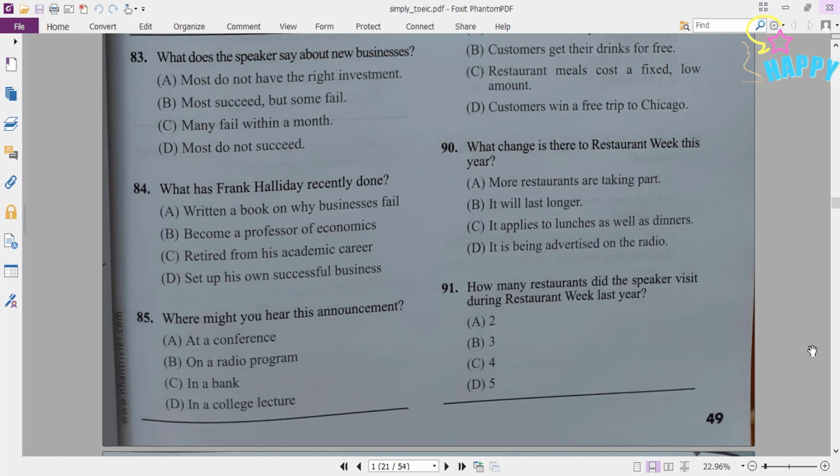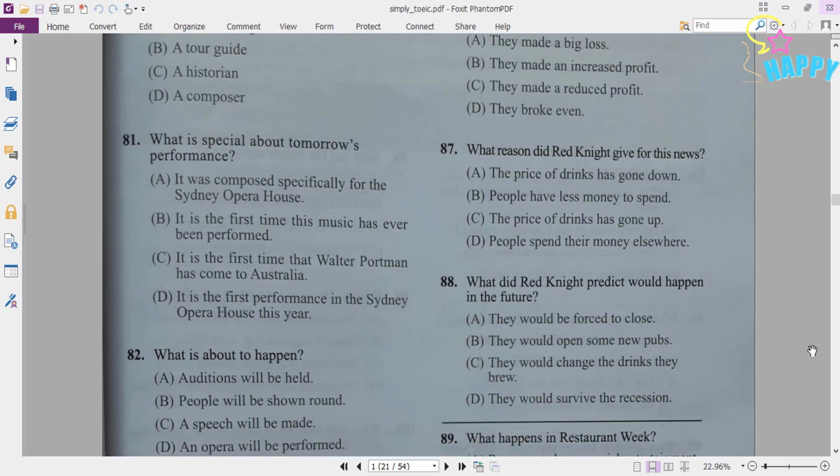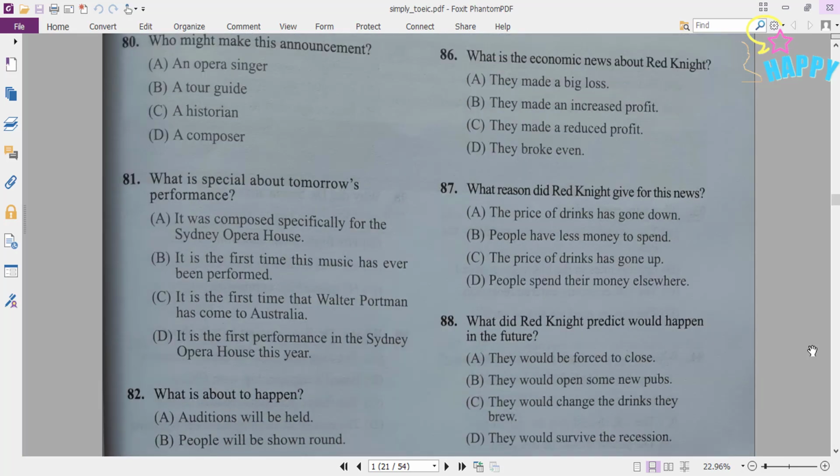Norfolk-based brewer and pub owner Red Knight has announced that its profits fell 24% in what it described as the toughest trading year in recent times. The company, which owns 1,400 pubs across the UK, reported a surplus of £15.7 million for 2008, down from £20.7 million for the previous year.